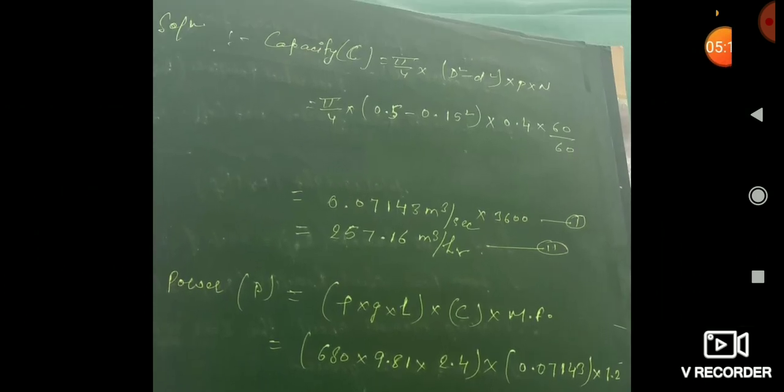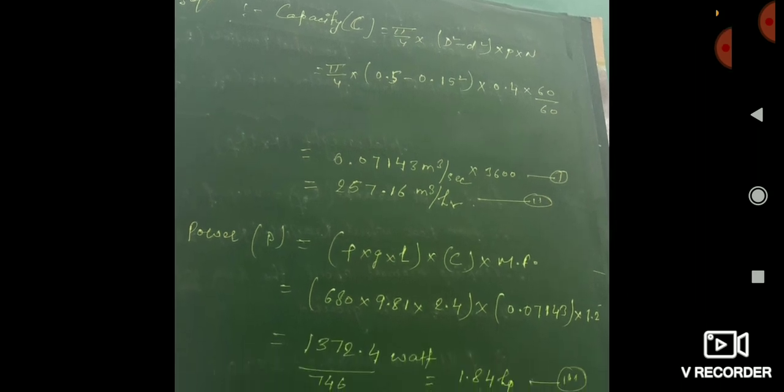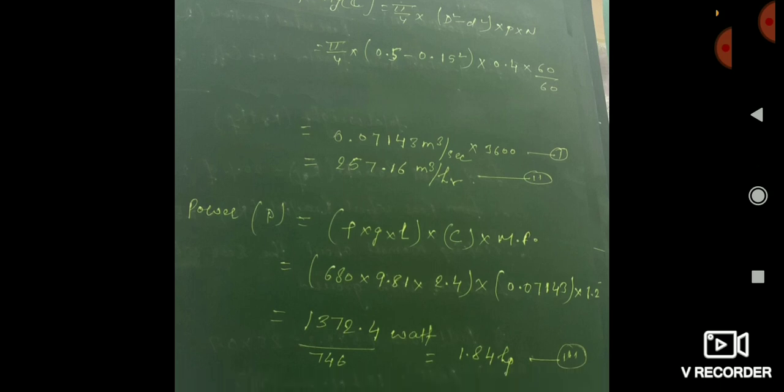Friends, you see here the solution. Everything is given in the question, that is capital D is given, small d is given, pitch is given and n value is given. So you can simply apply the formula and you can get 257.16. And friends, after that it is asking to calculate the power.